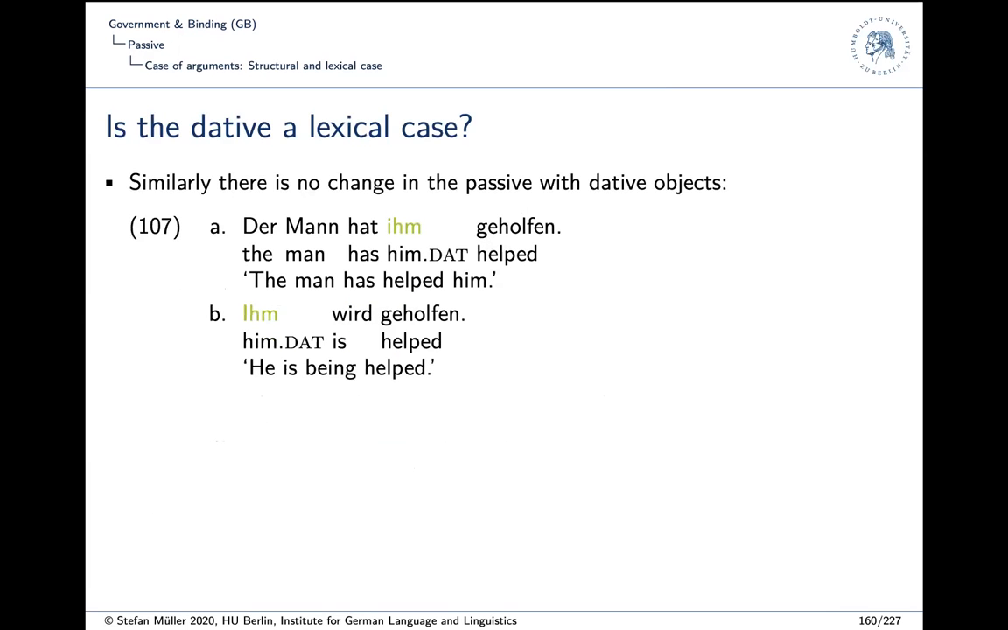Okay, now what do we do with a dative? We talked about nominative, accusative and genitive, and there's one more case left in German, the dative. The question is, should that be lexical or structural if we are talking about arguments of verbs? Let's look at the active-passive alternation. "Der Mann hat ihm geholfen." "Ihm wird geholfen." So that looks like the case with the genitive. So fine, it should be a lexical case, right?